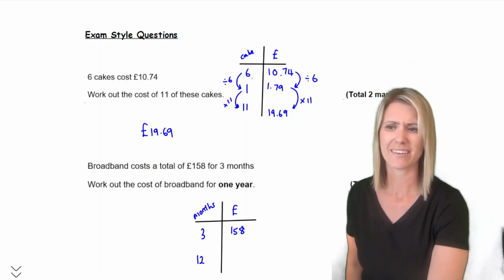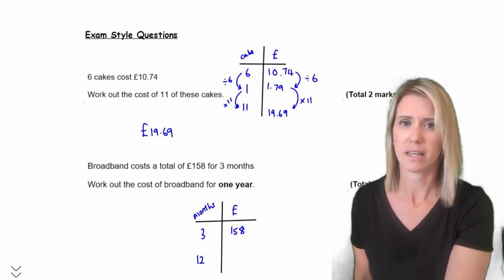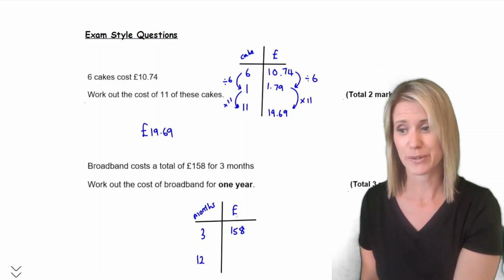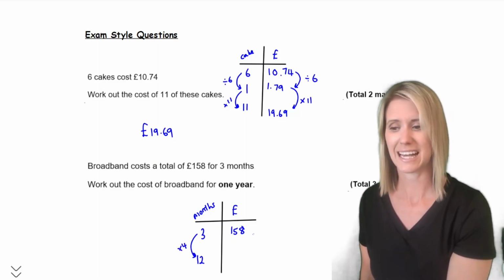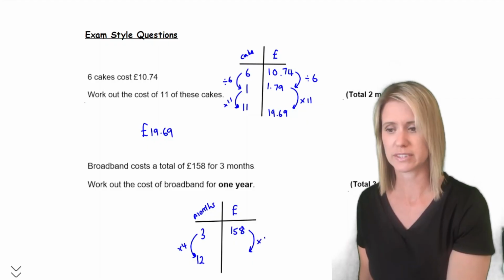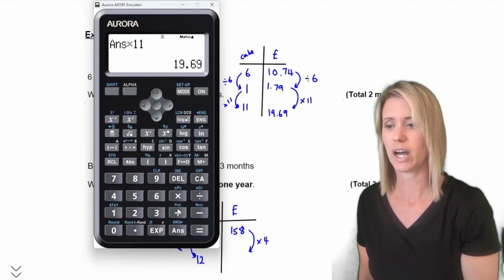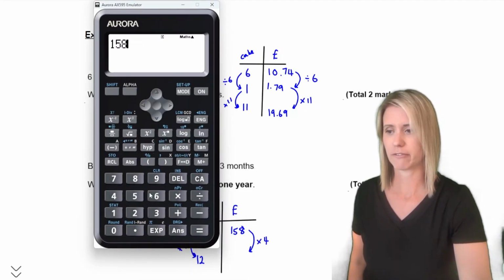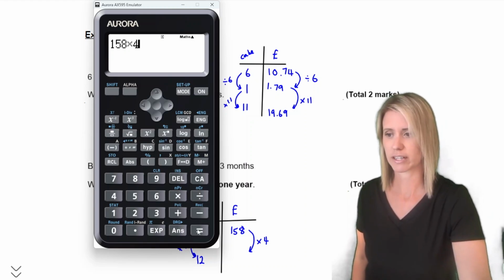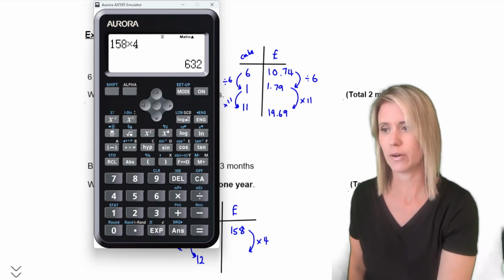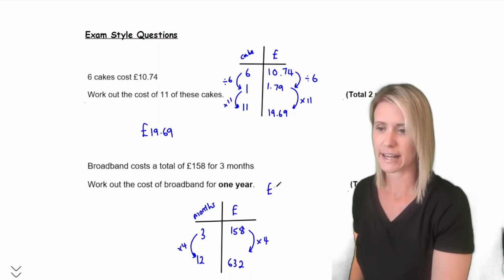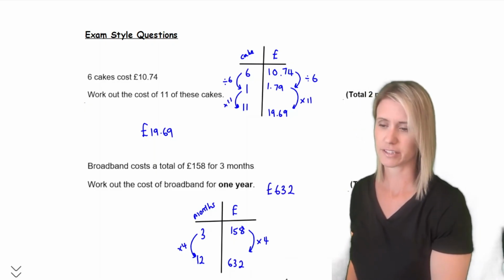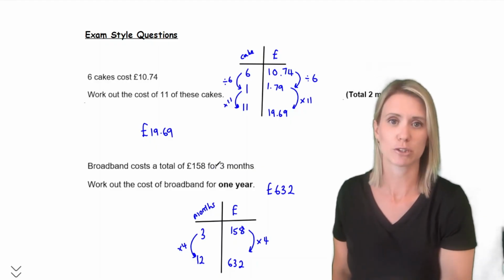Now, unlike the others, 6 doesn't multiply by a number to get to 11, which is why I went to 1. 3 does multiply straight by 4 to get to the year, which is 12 months. So if we can just do 158 multiplied by that 4, we're going to get our answer straight away. 158 multiplied by 4 is 632. So that's going to be £632 for that year. 158 multiplied by 4.